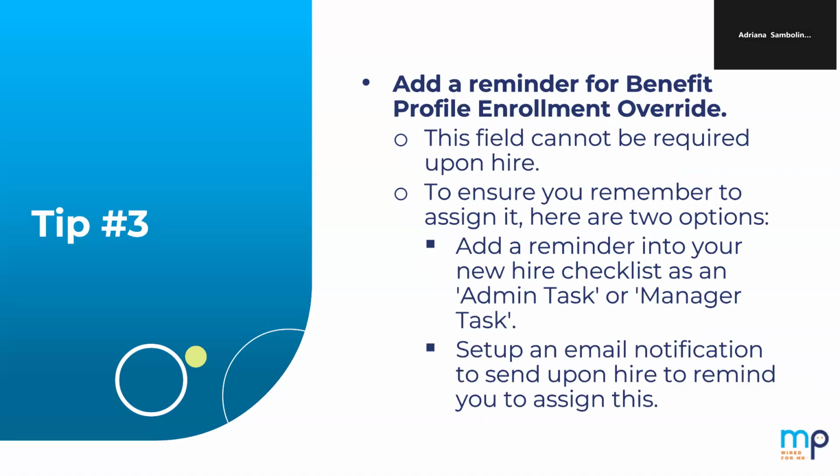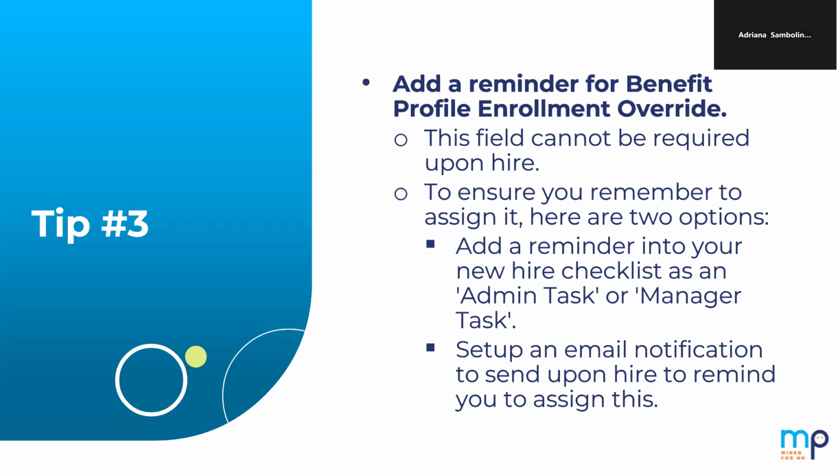And then the third thing, so benefit profile, enrollment override. I don't think we talk about this a whole lot, but if you have any sort of waiting period at all, even if it's just they have to wait until the first of the following month for when they're eligible for their benefits, we want to make sure that you're using the override so that they can enroll in benefits.